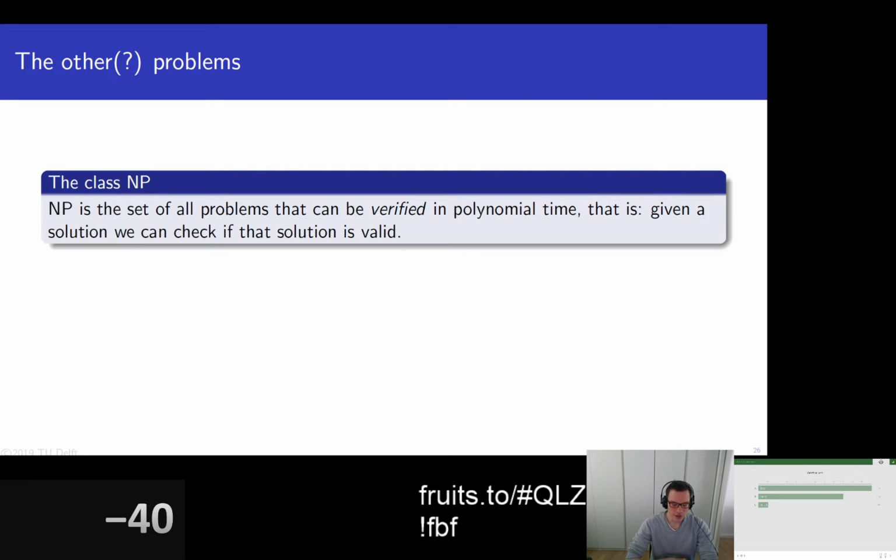So that is the other class of problems, the class NP. And the class NP is the set of all problems for which solutions can be verified in polynomial time. So, given a solution, we can check if that solution is valid.